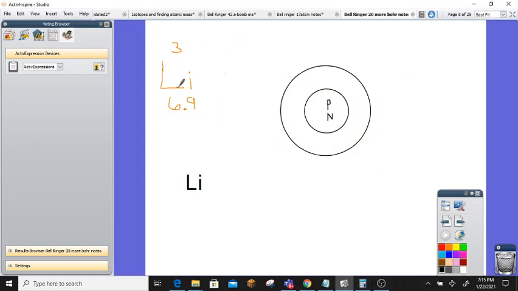Lithium has 3 protons and 3 electrons. The electrons, only 2 can fit in the first ring, 8 can fit in the second ring, 8 can fit on the third ring, okay? So we need 3. 1, 2, 3. 3 electrons, right? Neutrons, we're going to round. 7 minus 3, 4.